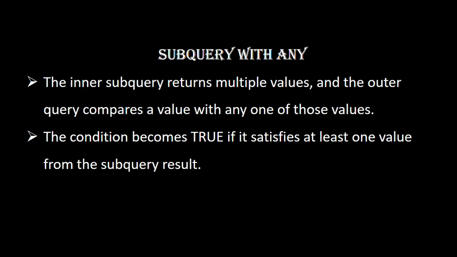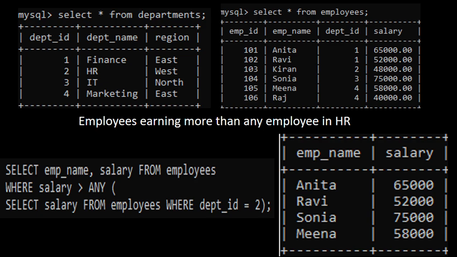Next, I'm going to demonstrate a subquery using ANY. Here the inner subquery returns multiple values and the outer query compares a value with any one of those values. The condition becomes true if it satisfies at least one value from the subquery result. Here the use case is that we want to check that at least one row is matching the subquery result.